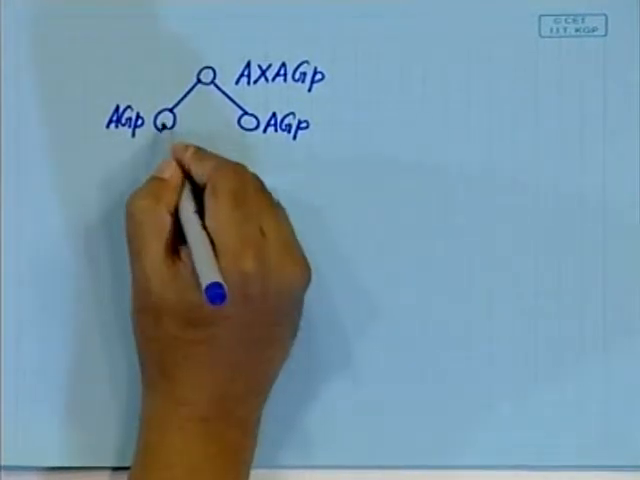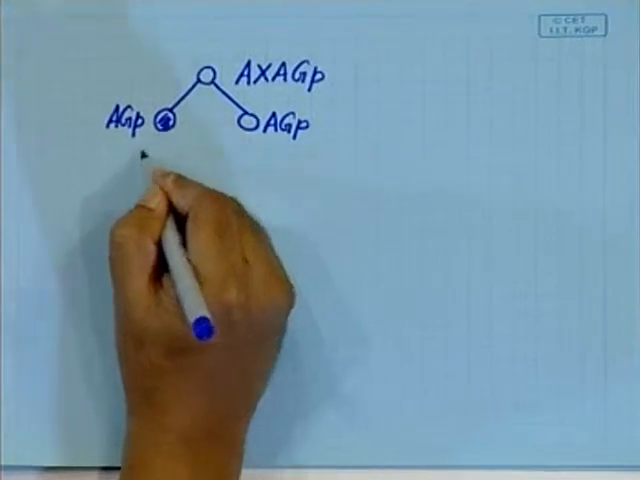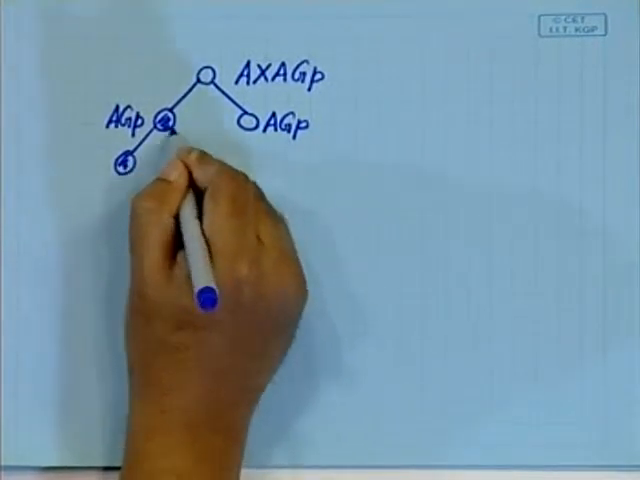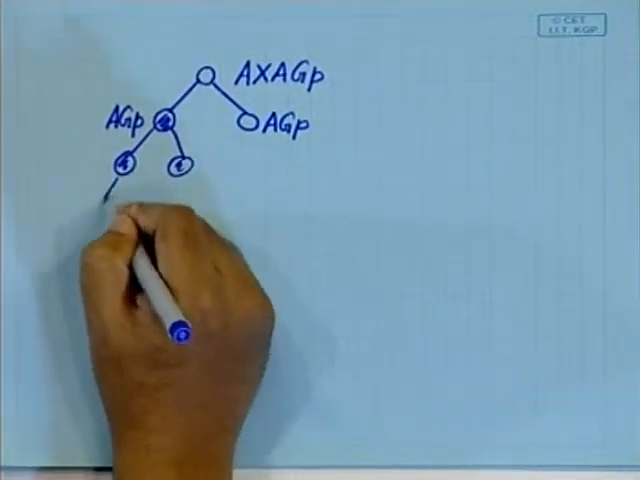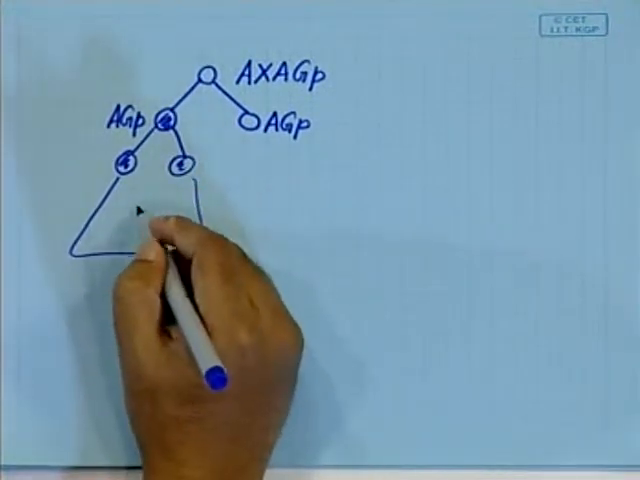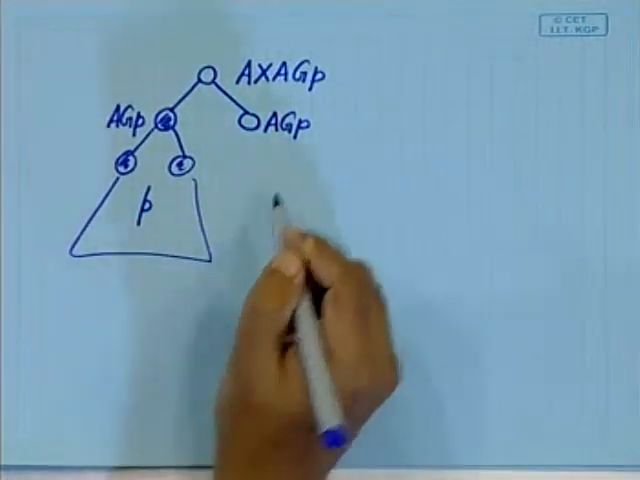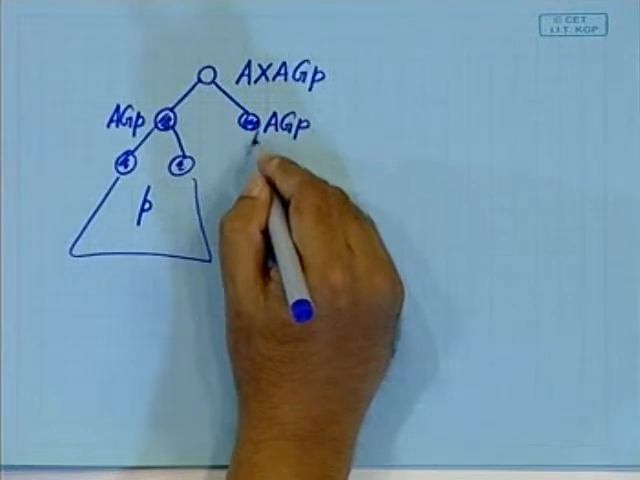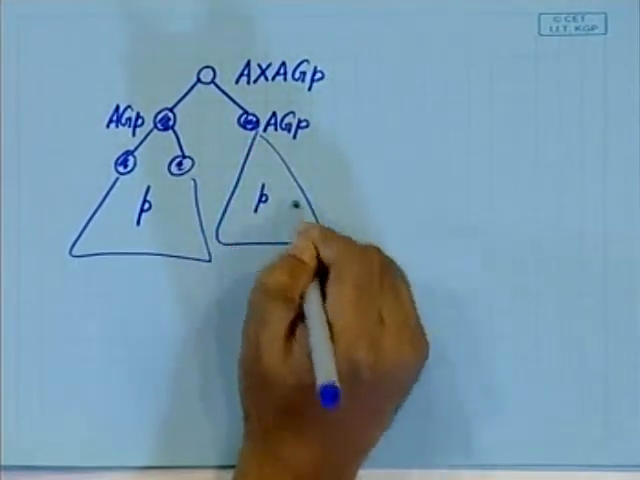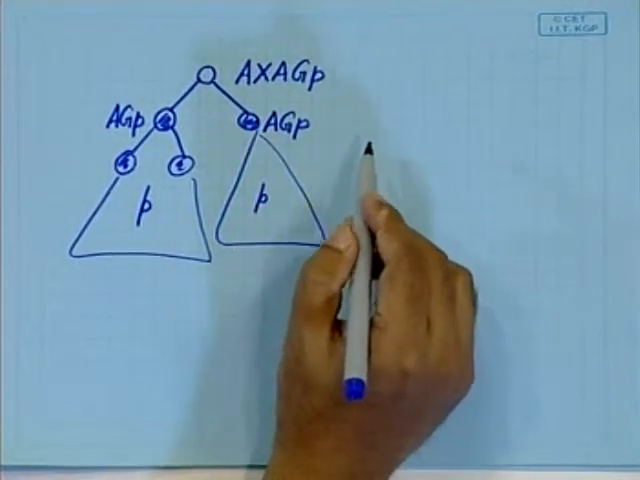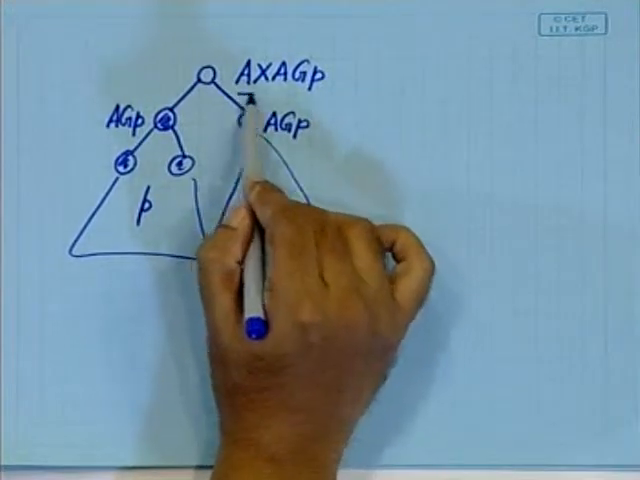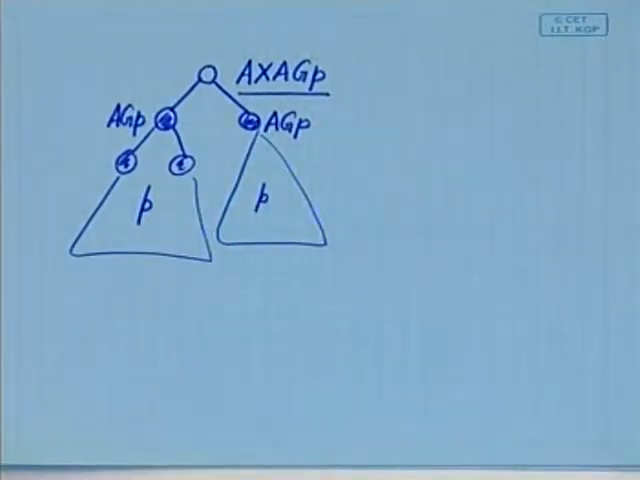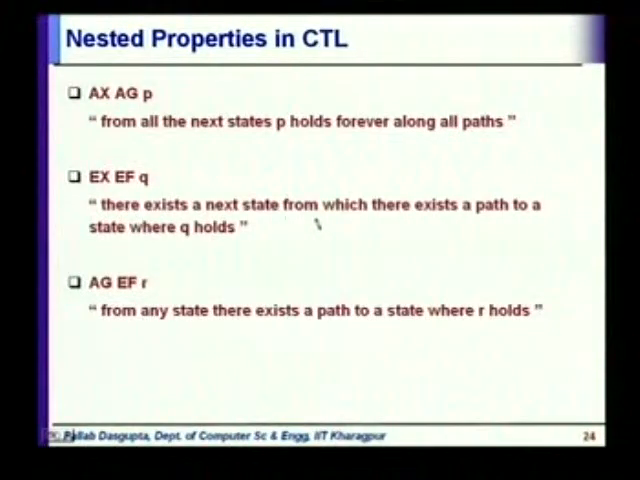So, what does it mean? That P must be true here, P must be true here, P must be true here, and actually on the whole subtree everywhere P must hold. Similarly, P must be true here, and on the whole subtree here P must be true, right. So, that is what is meant by AXAGP. Then if you look at EXEFQ, there exists a next state from which there exists a path to a state where Q holds.